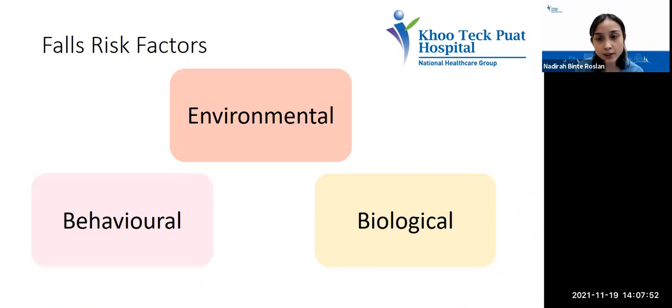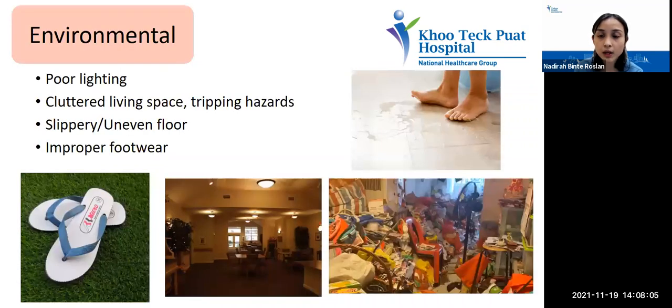What are some of the fall risk factors? So mainly there are three domains: environmental, behavioral, and biological. The risk of falling increases proportionally with the number of fall risk factors present in an individual. Environmental factors such as home hazards, like poor lighting, cluttered living space with minimal space to move around, slippery or uneven floor, tripping hazards such as loose rugs or multiple wirings on the floor, and improper footwear can cause falls. All these factors are actually modifiable, and changes to these can help to prevent falls.